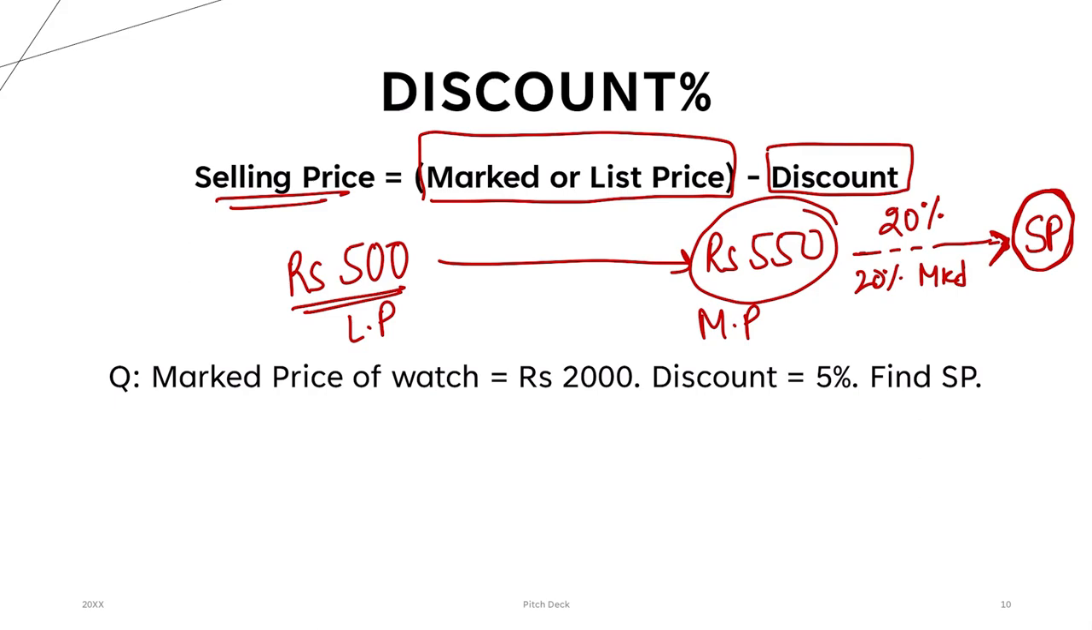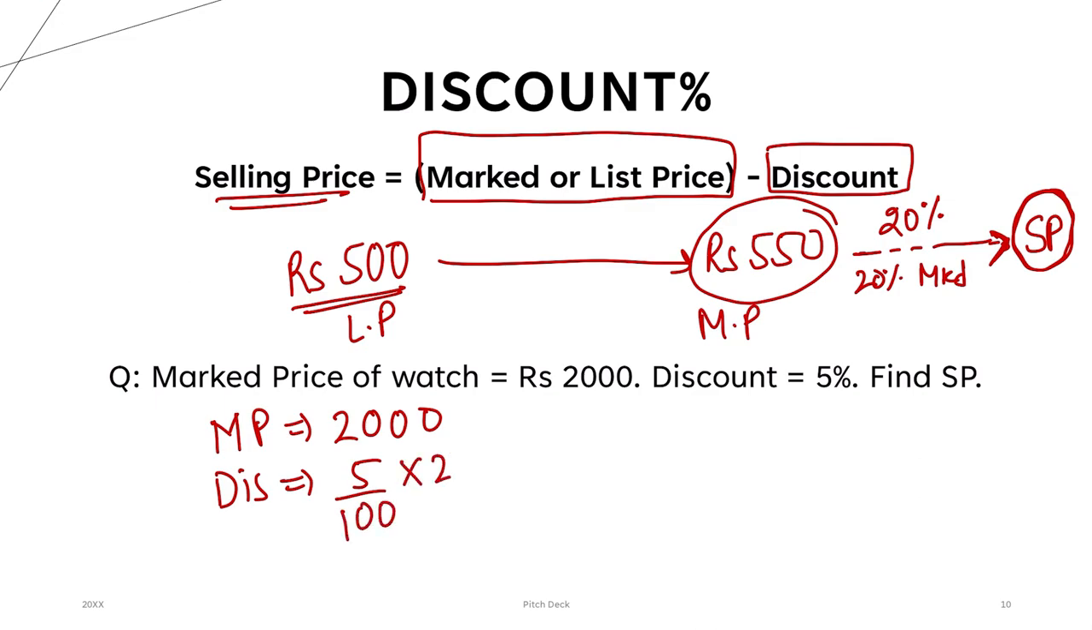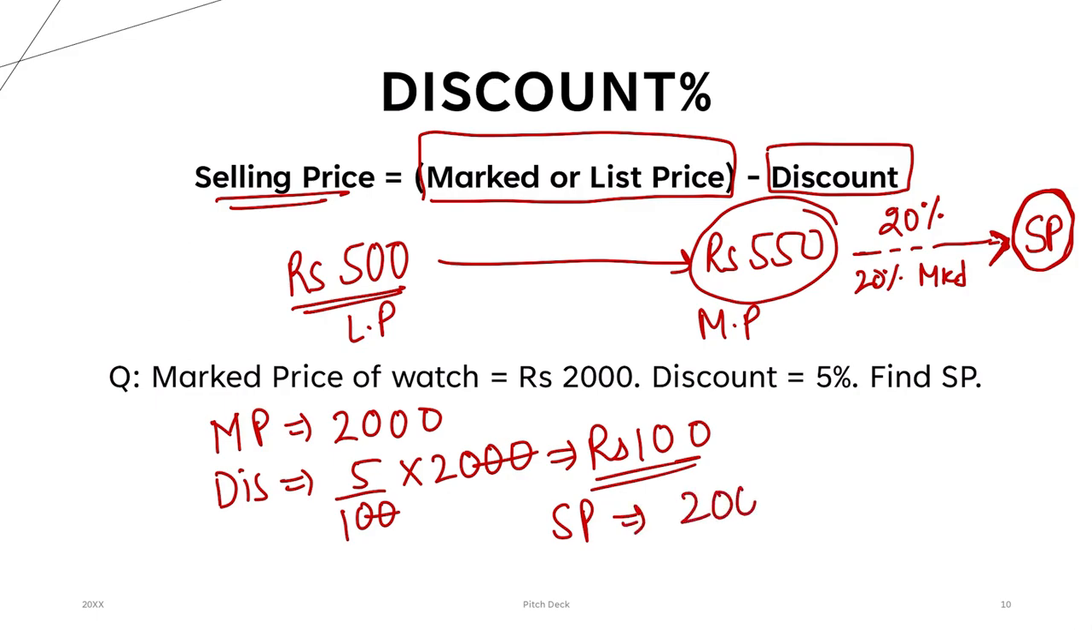Let's see an example. The marked price of a watch. Suppose it's an Apple watch or whatever watch on Amazon, and it is written that the discount offered is 5%. 5% of what? 5% of 2000. So if you do the calculation here, you will get 100 rupees discount is available on this watch. Now what is the selling price? The original price was 2000, and a 100 rupees discount was offered. So the new selling price of the watch is 1900 rupees.